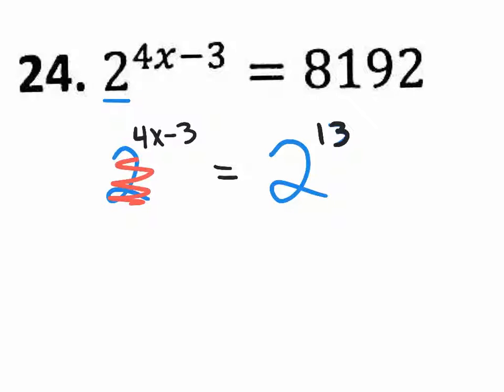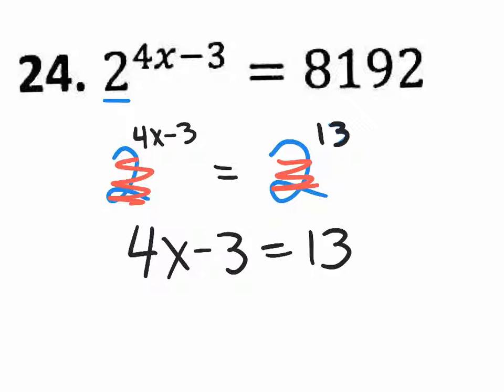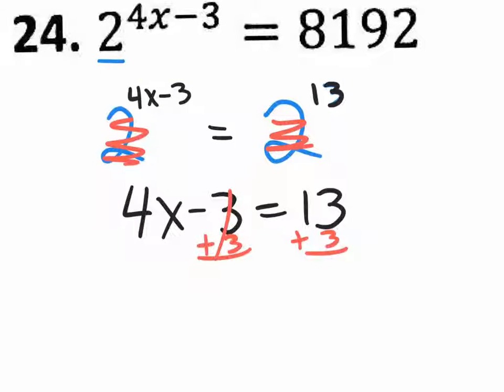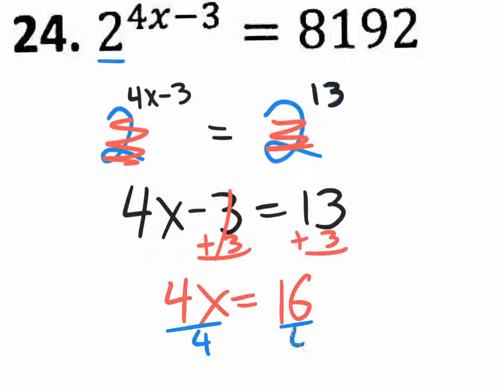So we scratch out the 2's, they're gone. We have a new equation that reads 4x minus 3 equals 13. You add 3 to both sides. The 3's cancel out. 4x equals 16. You divide by 4. X equals 4.